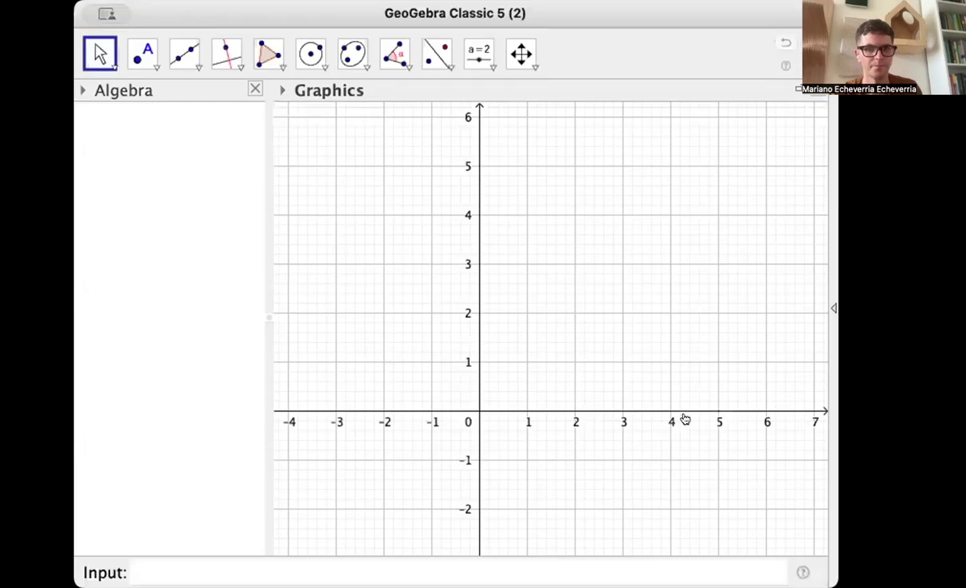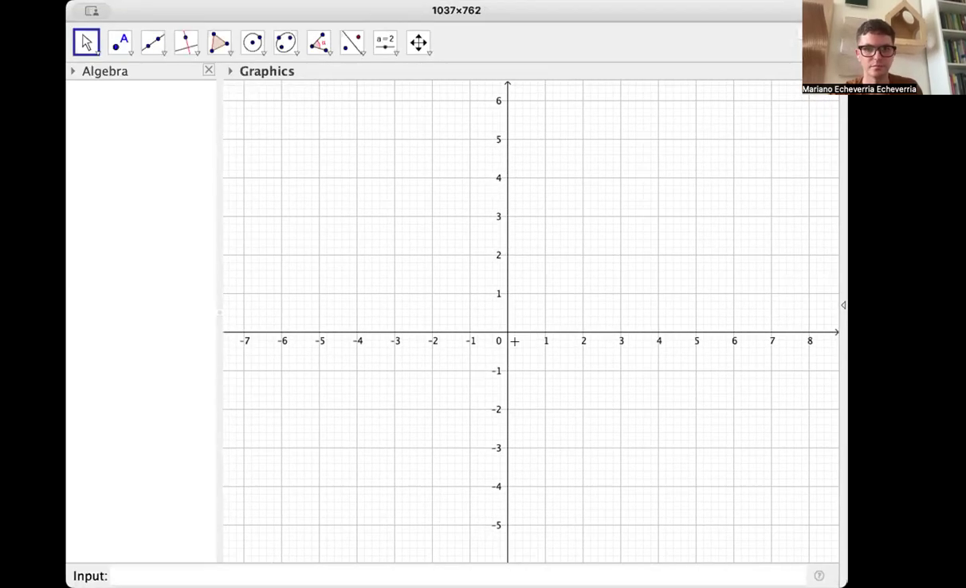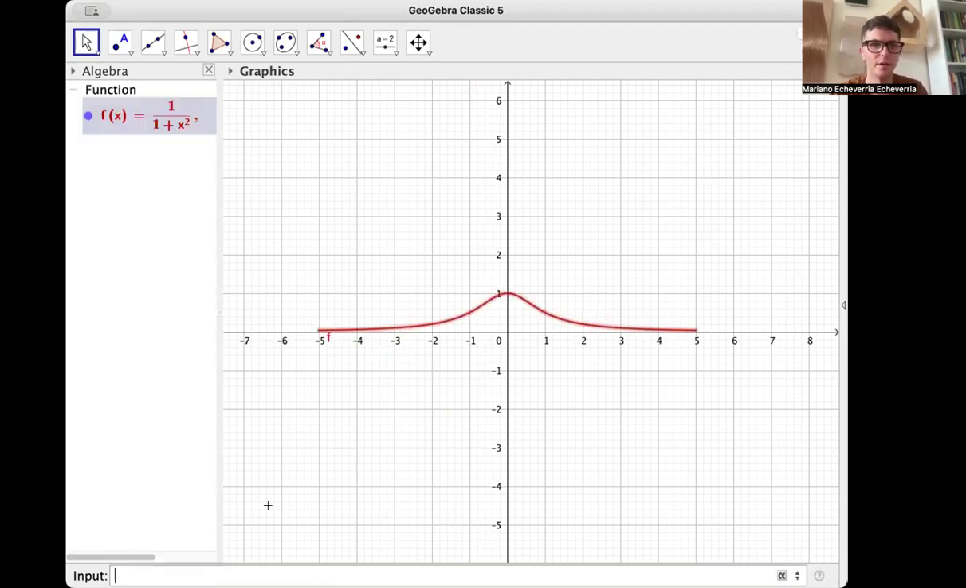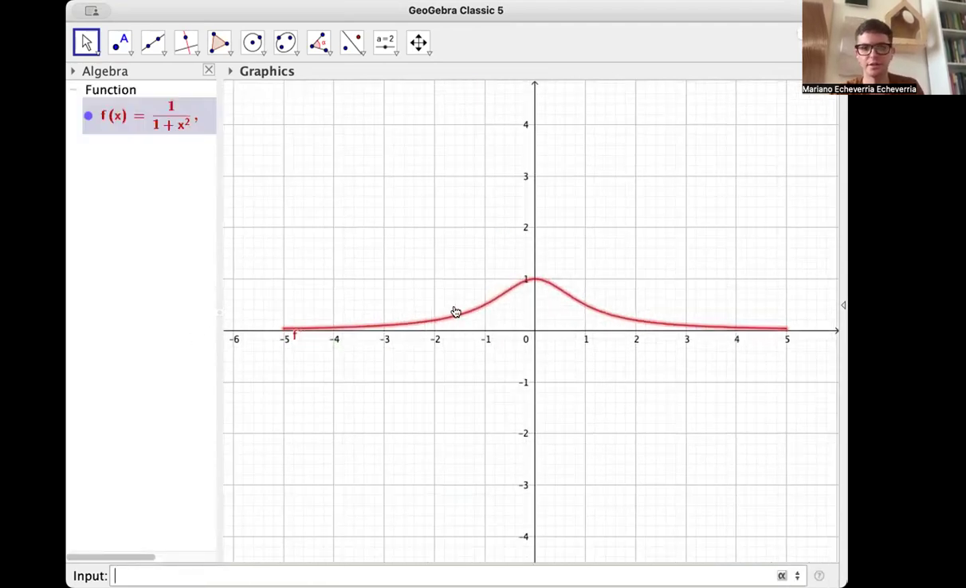Let me continue going to GeoGebra, but open a different one. So for example, you could have a function like f of x. I'll just plot it for a finite interval. So 1 divided by 1 plus x squared. So you could have a function like this.